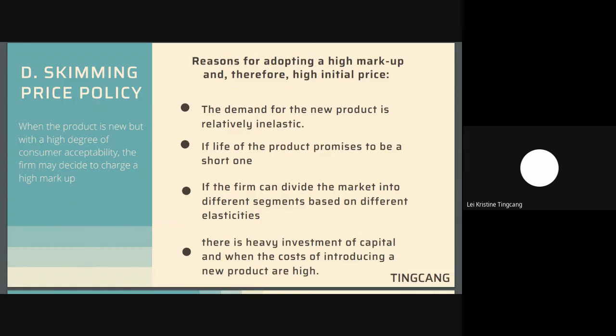Second, if the life of the product promises to be a short one, so management fixes a high price so that it can get as much profit as possible in as short a period as possible. Third, if the firm can divide the market into different segments based on different elasticities. And last, where there is a heavy investment of capital and when the costs of introducing a new product are high.